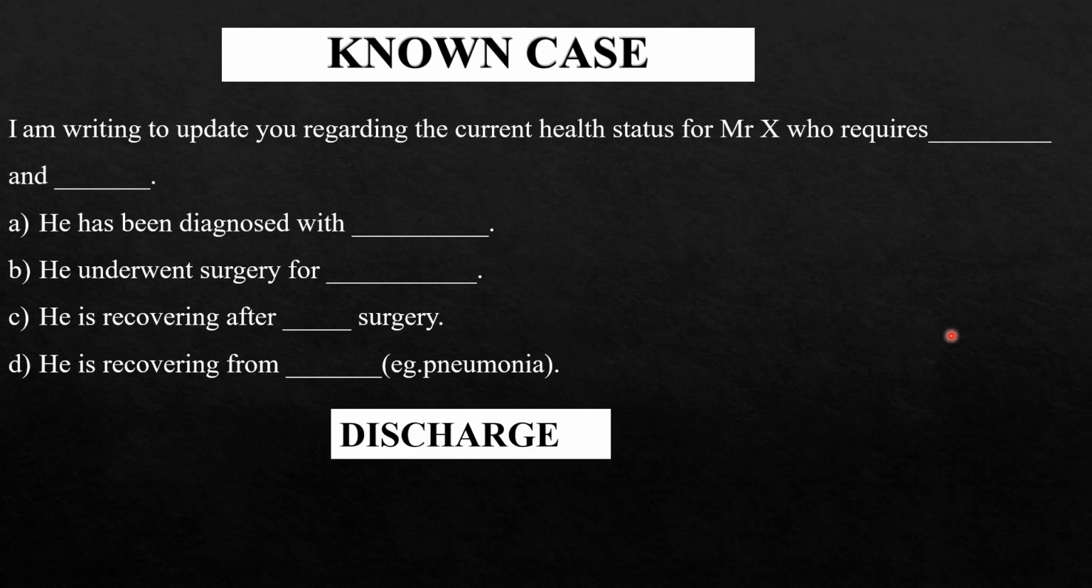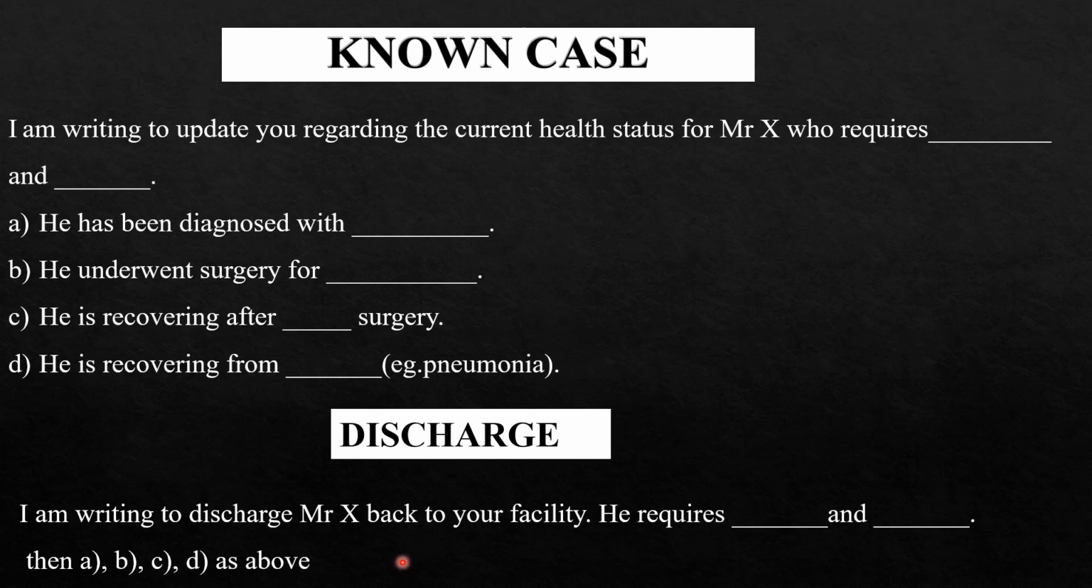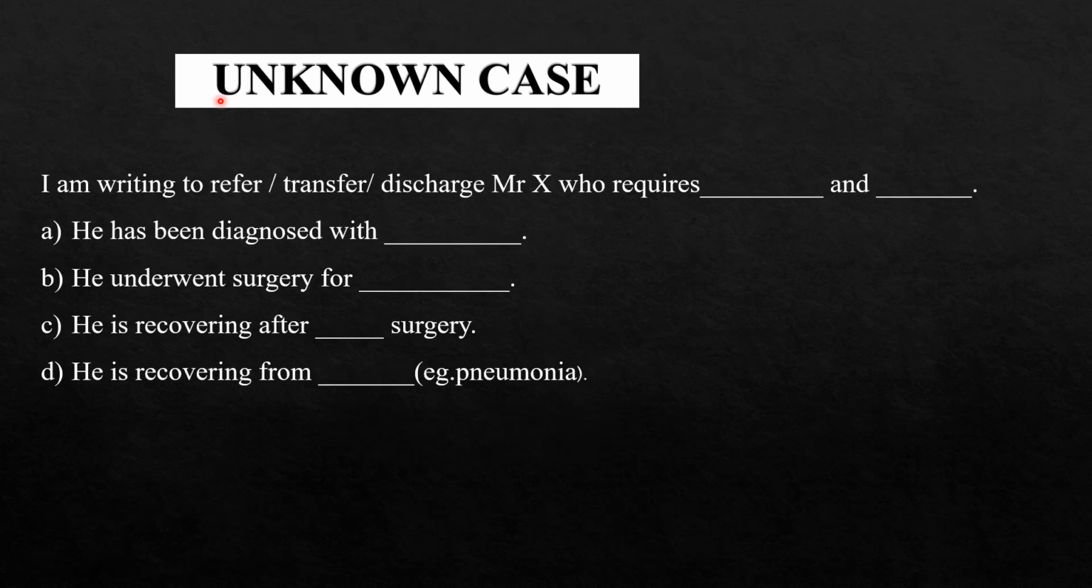Now next is a discharge. In discharge also, I'm writing to discharge Mr. X, since discharged back to the rehabilitation or old age center or whatever, care center. I'm writing to discharge that person who is back to your facilities. He requires assistance and care or ongoing care, continue further care, and then you can write who has been, or in the second sentence, he has been diagnosed, he underwent surgery, or whatever he's recovering from, you can mention that. Okay.